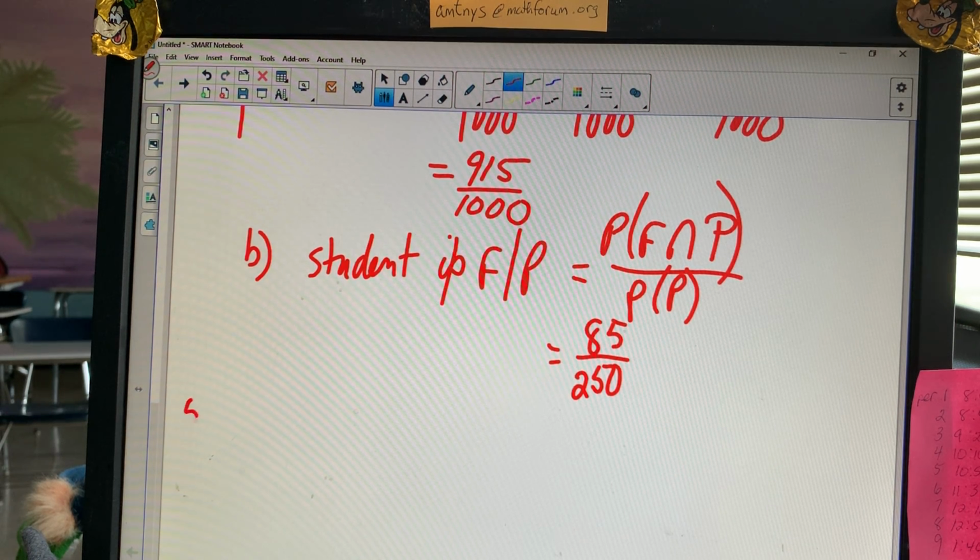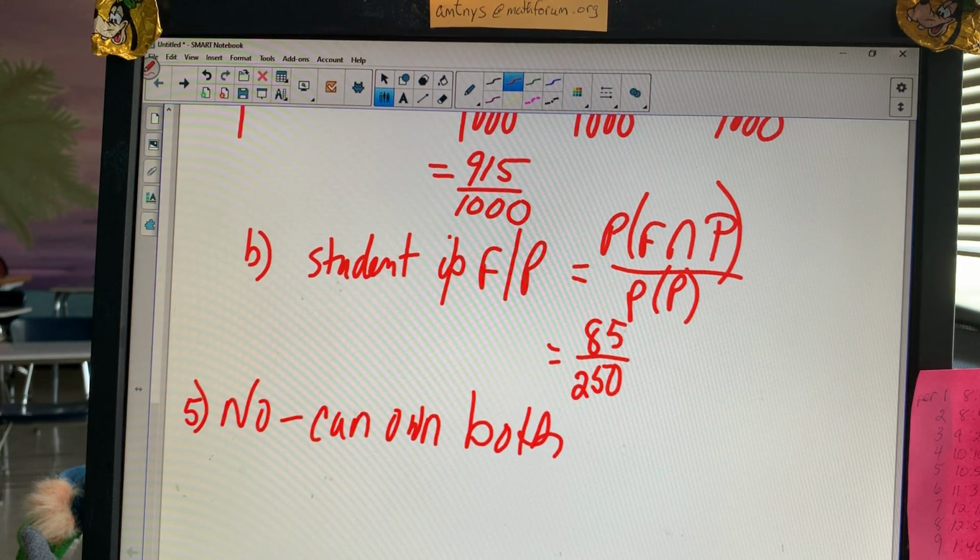Number 5, are these events mutually exclusive? No, because you can own both. If you could not own both, then it would be mutually exclusive.